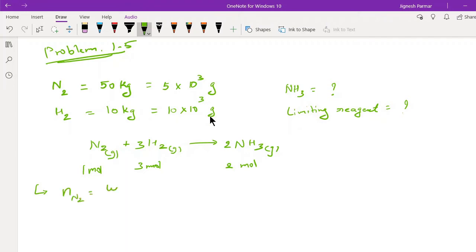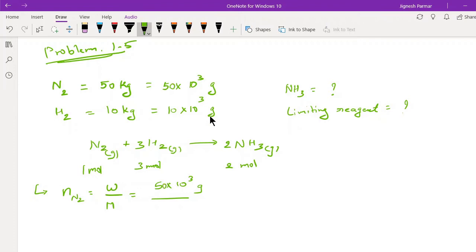What is the formula? W upon M. What is W? W is 5 into 10 raised to 3 gram, that is 50,000 gram. Okay, kilogram. It will be 50, so 50 into 1000 we are going to take. Yes, it's a mistake over here. It's not 5, it will be 50. So 50 into 1000.